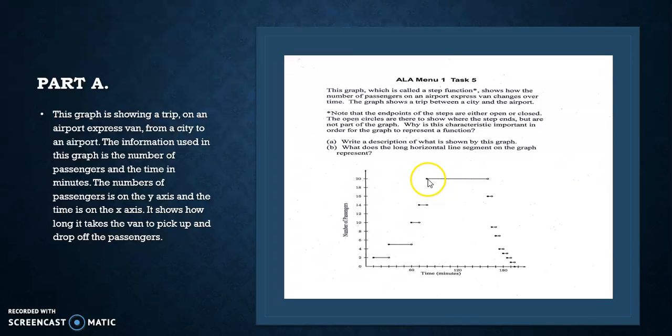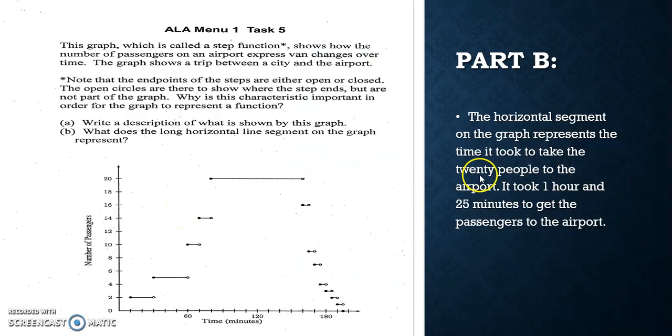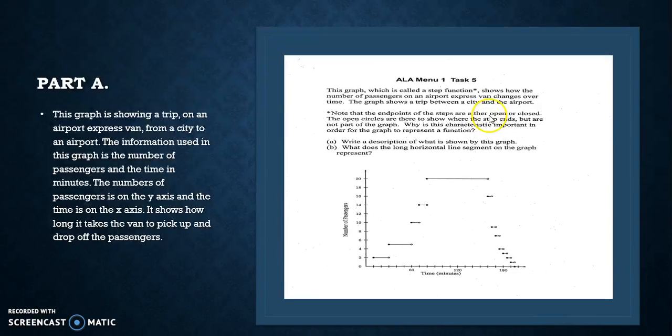If you have 20, let's say 20 people, so about 80, and it looks like that's 160. It took them 80 minutes just to get to the airport. That's a whole hour and 20 minutes. And I know this is part B as well, but that just blows my mind.